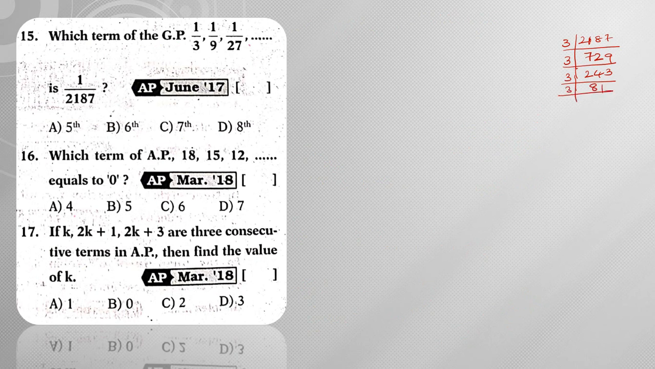Next again in 3 table, so 27. Again in 3 table 9 times. Again in 3 table 3 times. So 1 2 3 4 5 6 7. That means this A1 is 1 by 3, A2 is 1 by 9. So from this the common ratio is A2 by A1, which is nothing but 1 by 9 by 1 by 3, which is nothing but 1 by 3.